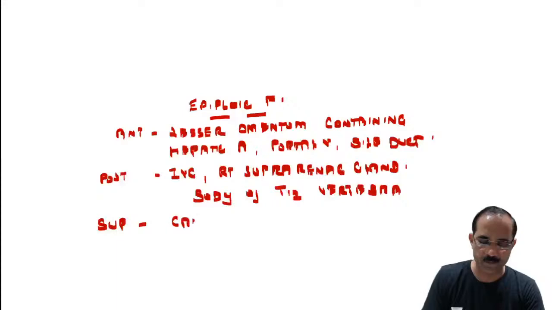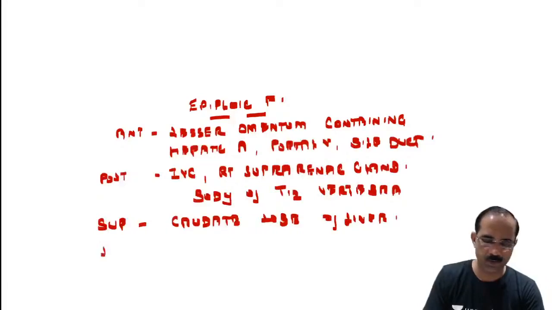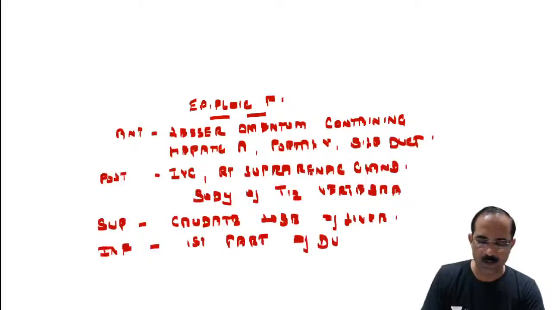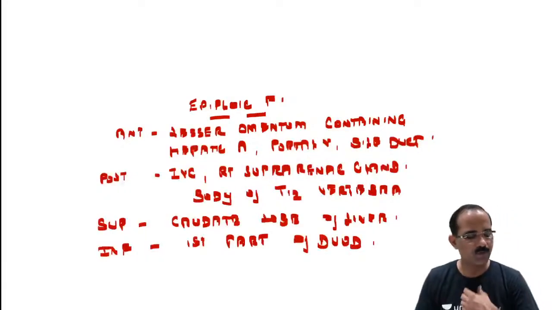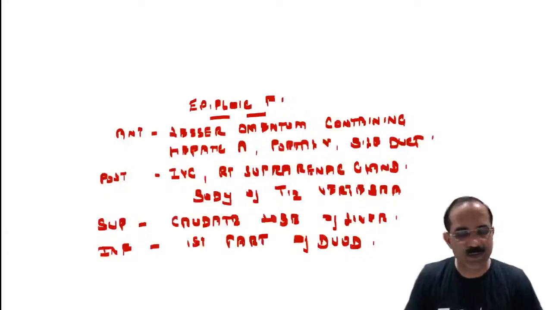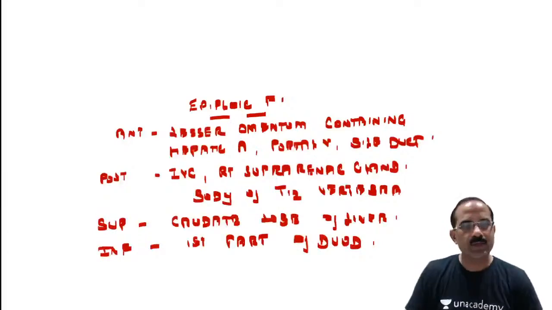Superiorly is the caudate lobe of liver, and inferiorly is the first part of duodenum. Very good. Perfect, students. Clear?